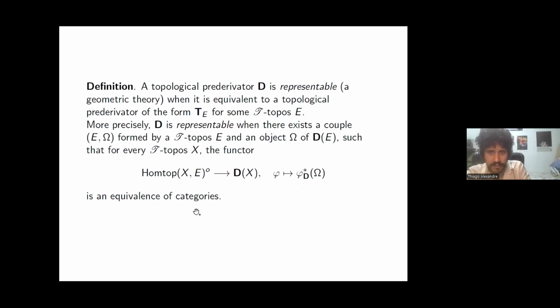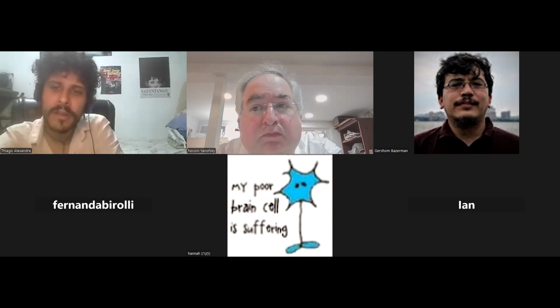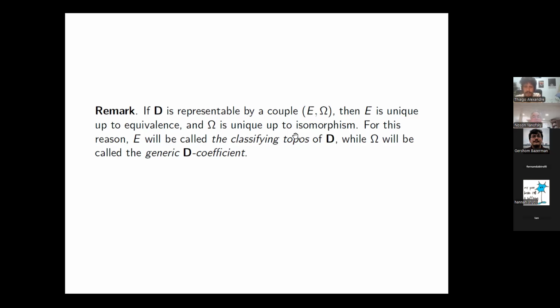And when it happens, when D is of this form, we say this couple is essentially unique. So if D is representable by a geometric theory, by a couple (E, omega), then E is unique up to equivalence and omega is unique up to isomorphism, right? For this reason, E can be called the classifying topos. Of course, there can be more than one, but they are all canonically equivalent. It will be called the classifying topos of D, while omega will be called the generic D coefficient.